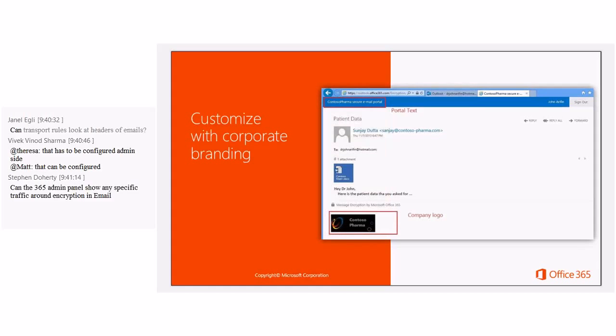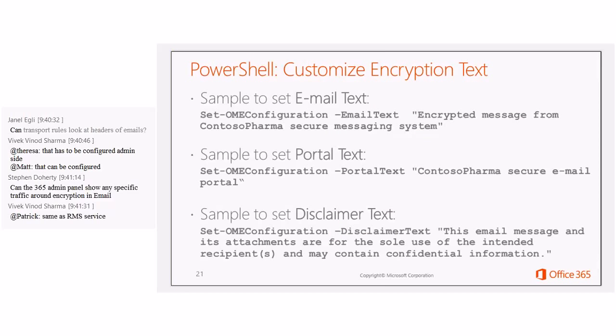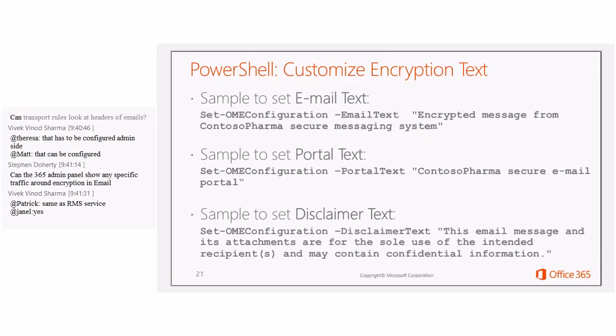And on the portal itself, you can customize the portal text that you see at the top left-hand corner of the screen to let them know that this is, in fact, your tenant that they're connected to. And you can also include a company logo, which is kind of cool. Again, to do this, you have to do it through PowerShell. And all these commands, all these options, all these features are set using the Set-OMEConfiguration cmdlet. And then the parameter is going to vary depending upon what you want to change: -EmailText, -PortalText, and then -DisclaimerText as well.